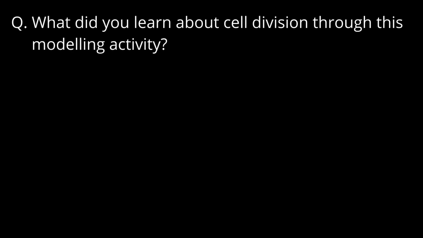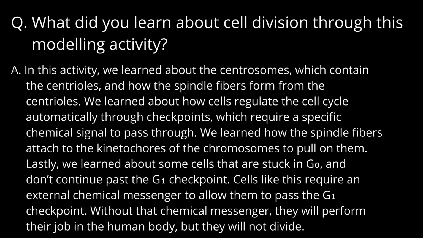Question 2. What did you learn about cell division through this modeling activity? In this activity, we learned about centrosomes, which contain the centrioles, and how the spindle fibers form from the centrioles. We learned about how cells regulate the cell cycle automatically through checkpoints, which require a specific chemical signal to pass. We learned how the spindle fibers attach to the kinetochores of the chromosomes to pull on them.